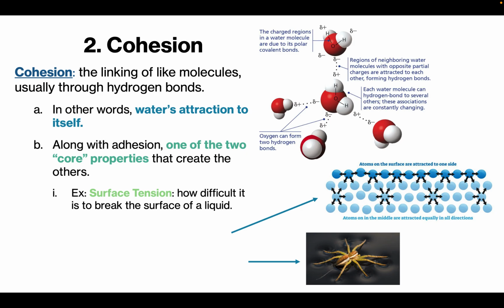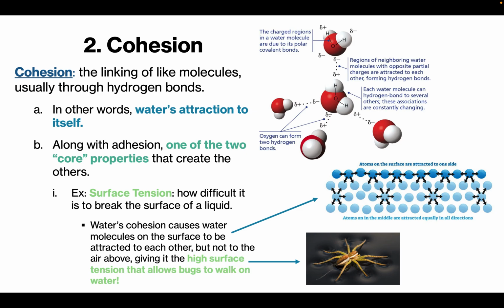An example of how one of the core properties like cohesion can create another one is the creation of surface tension. This is really just cohesion in action. So surface tension, you've seen this if you've seen a water strider, or if you've balanced a toothpick on the surface of the water, or if you've put a bunch of little drops of water on a penny and created that little bubble. All of those are created through cohesion.